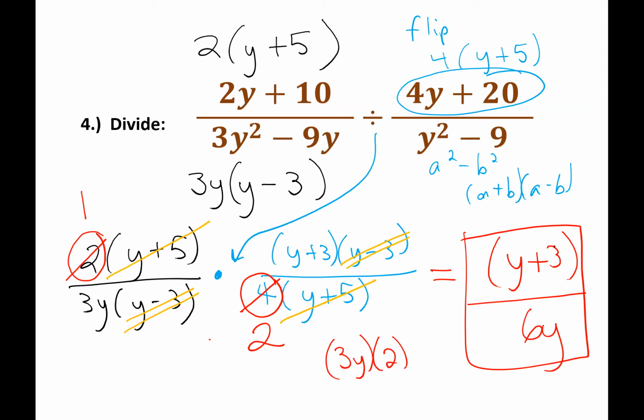And in case you're wondering if you can do anything with the 3 and the 6, you can't. Because as I said before, this y plus 3, it's all one factor. The only way you could cancel it is if there was another factor of y plus 3.